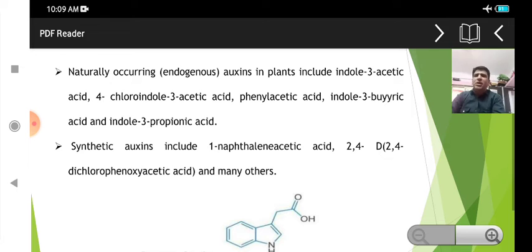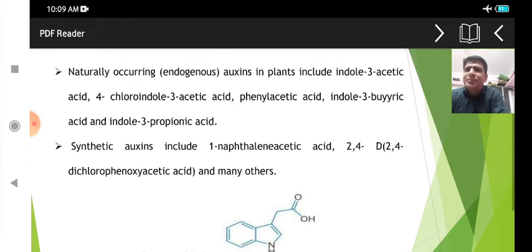See, the naturally occurring, that is called endogenous auxin in plants, includes indole 3 acetic acid, 4 chloroindole 3 acetic acid, phenylacetic acid, indole 3 butyric acid, and indole 3 propionic acid. So these are the major auxins that are naturally biosynthetically produced, synthesized in the plant. And the synthetic auxins include 1 naphthalene acetic acid and 2,4-D, 2,4-dichlorophenoxyacetic acid. So these are the two.